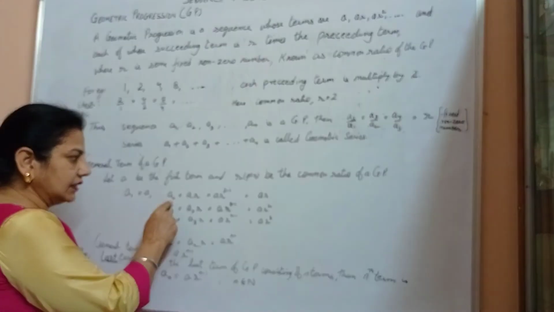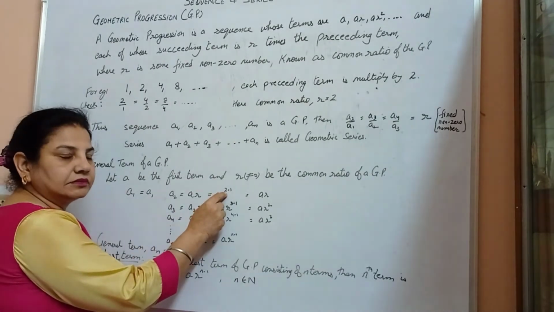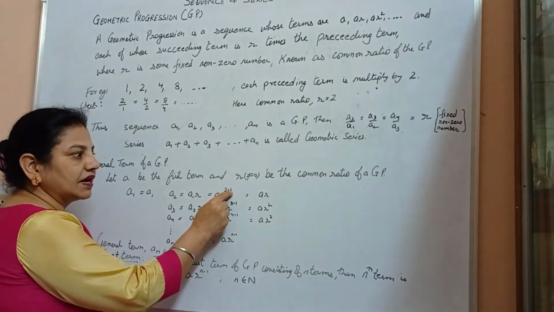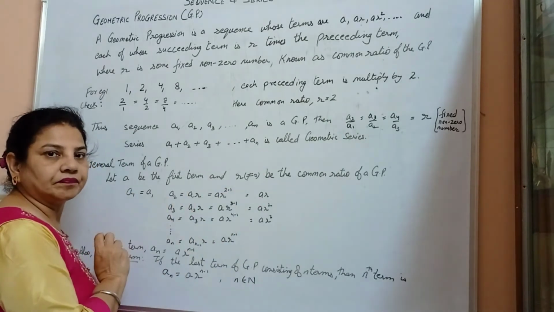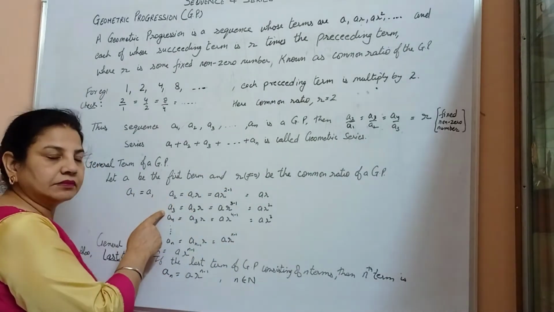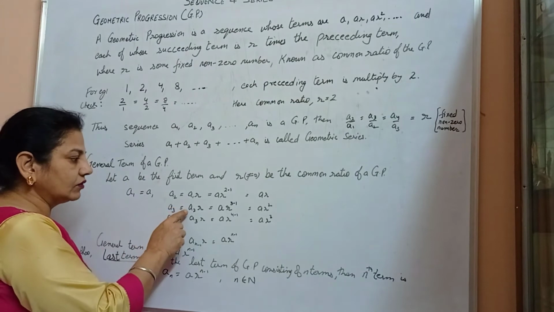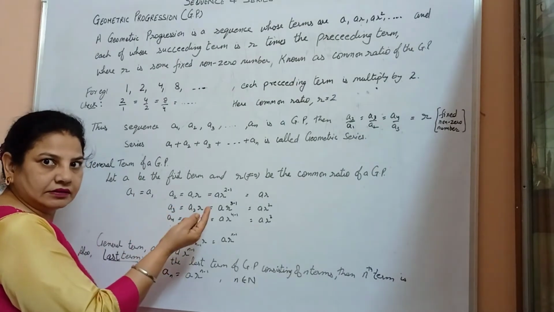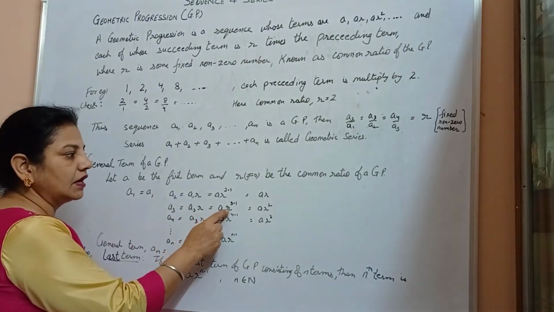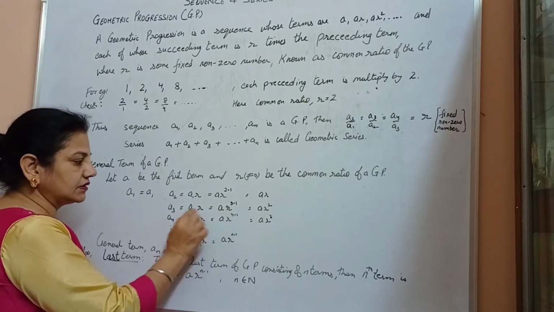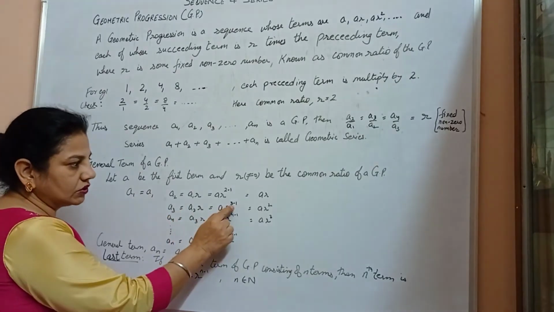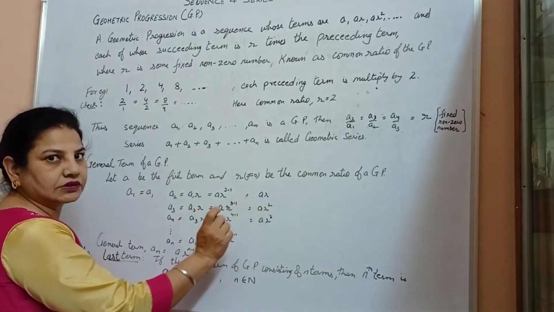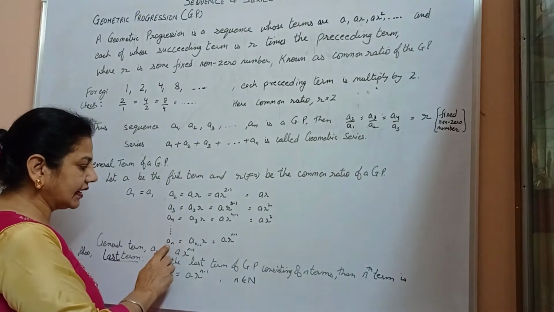Here, n stands for the term number. Number of terms minus 1, I will get ar. Again for the third term, what will I have to do? The second term multiplied by r, I will get ar square. Since 3 is the third term, so third term minus 1 gives ar square. And so on, we will get the nth term.